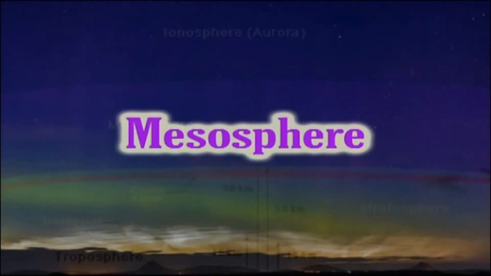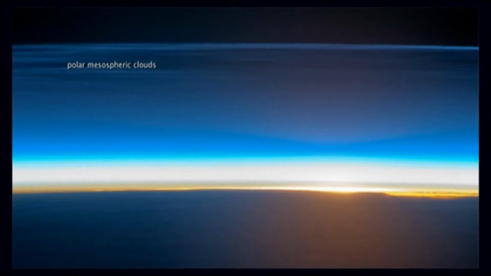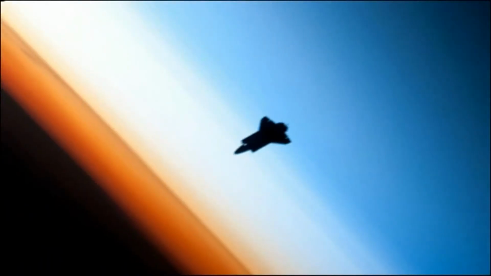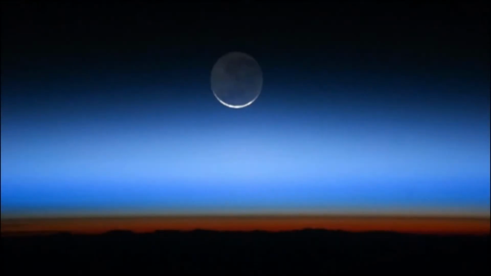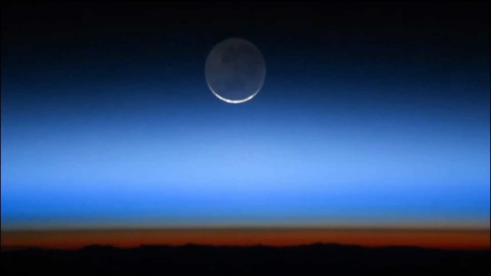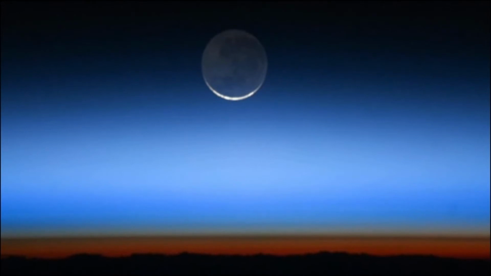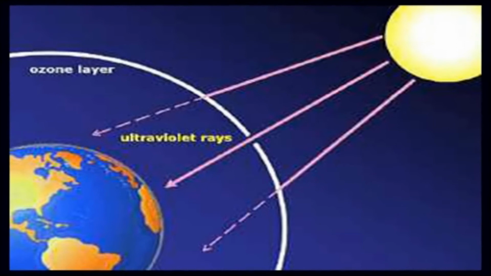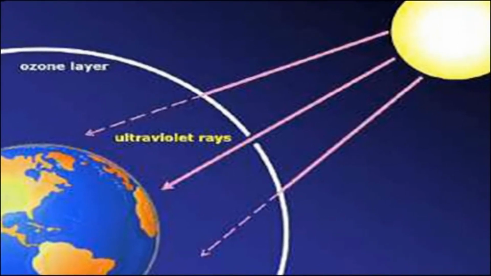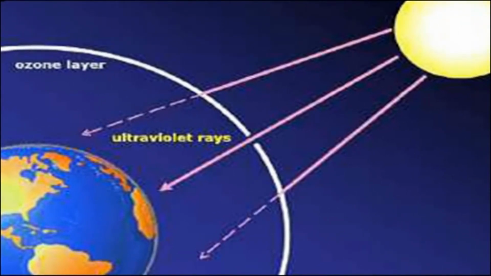Coming to the mesosphere. Above the stratosphere is the mesosphere, where air temperature again decreases with height. The boundary separating these two layers is called the stratopause. The air temperature decreases with height because there is little ozone at those altitudes to absorb the UV radiation. This layer extends from around 31 miles above the Earth's surface to 53 miles.